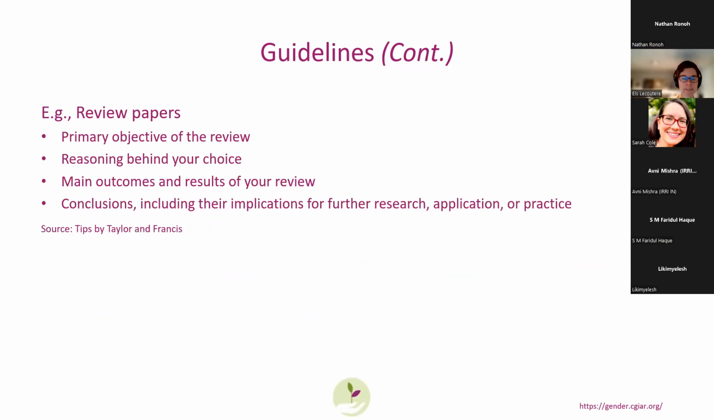Then Taylor and Francis also gave some tips for review papers, which follow a slightly different structure for the abstract. So here you would give the primary objective for your review, why you chose that objective for the review, your main outcomes, results, and then conclusions and what they imply for further research, application, or practice. And I will stop here.